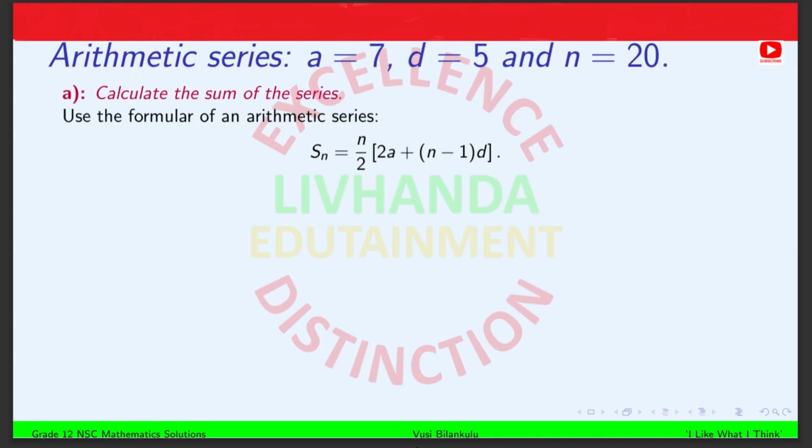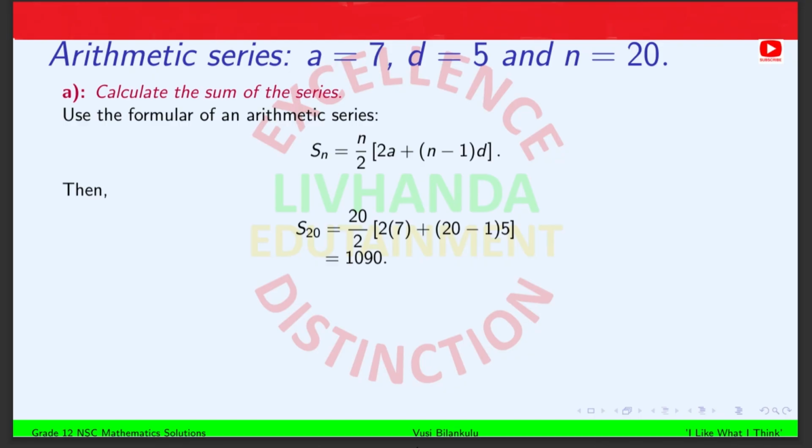Now, let us see how all these come together in a typical exam session. Suppose you are given terms of an arithmetic series, such that the first term equals 7, then the common difference equals 5, and then a sequence with 20 terms. To calculate the sum of this series, a formula for the sum of n terms of an arithmetic sequence can be used. This formula can be found at the back of the question paper on the day of the exam.